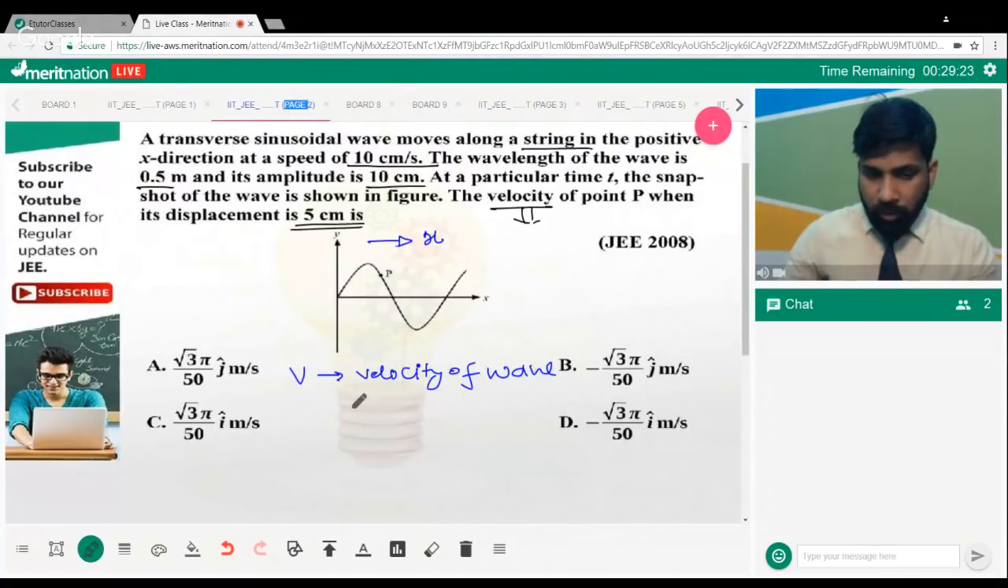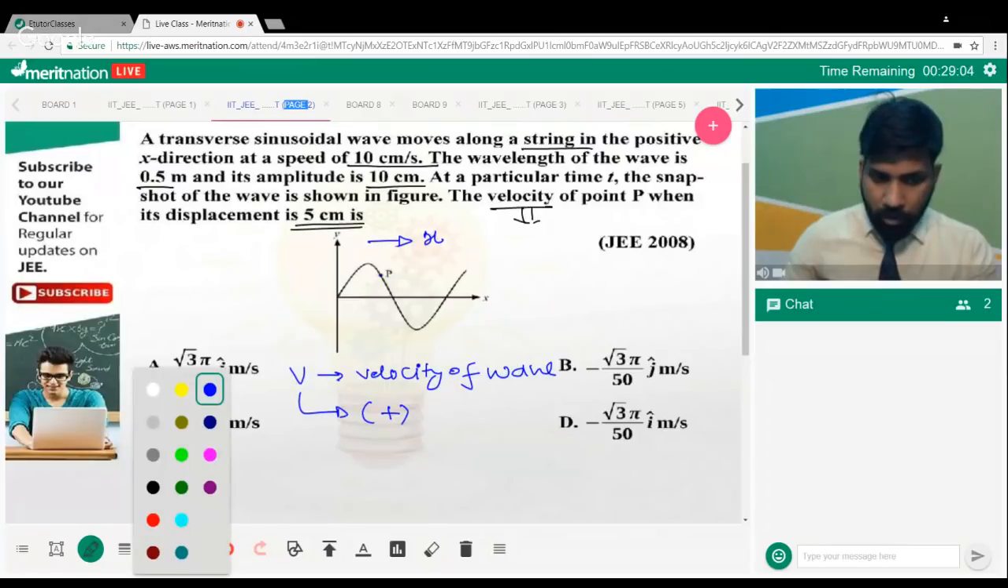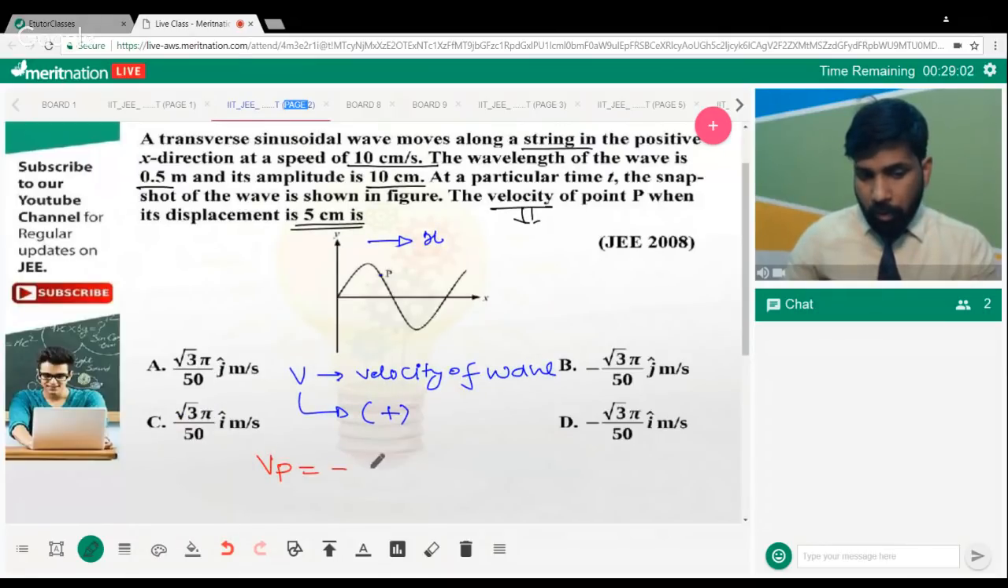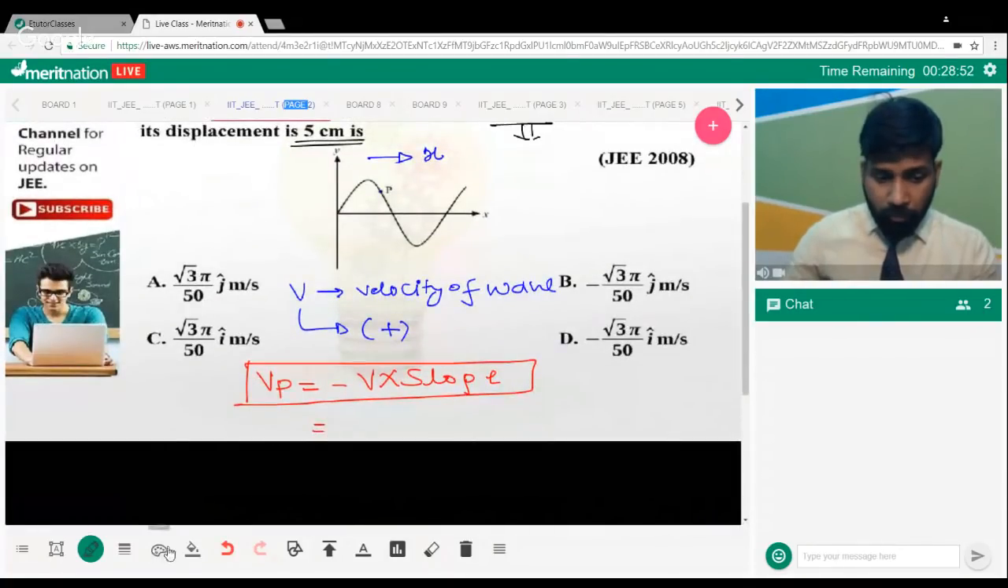The direction of the wave is towards the positive x-axis, positive. We have to find the direction of this particle P. So students, we can use our mathematical formula: Vp is equal to minus v into slope. This is the formula we can use to get the direction of the velocity of the particle. The wave is traveling in the positive x-axis. What about the slope at the P point?